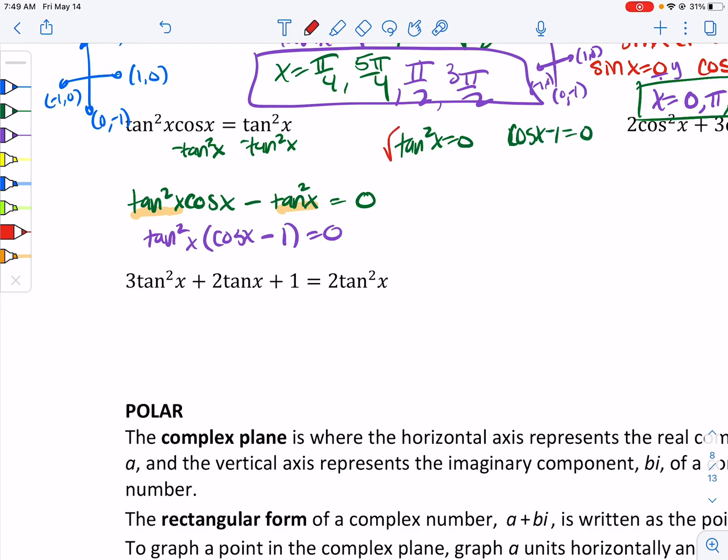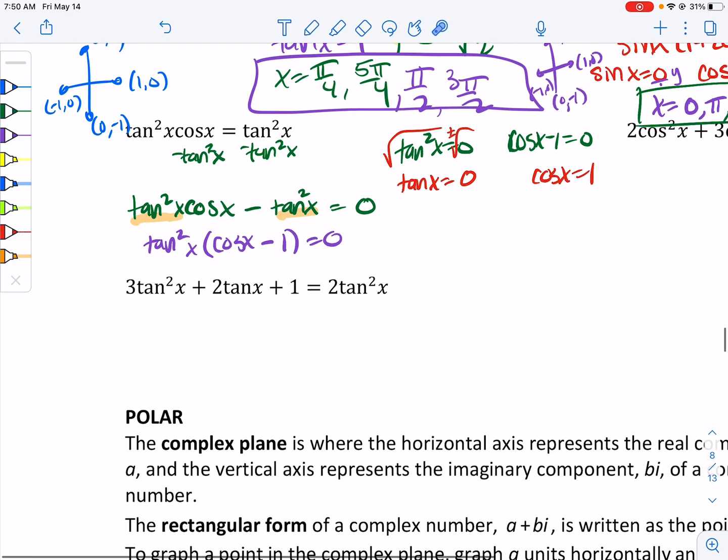Well, we don't want tangent squared, we want tangent, so I'm going to take the square root of both sides. So that gives me the tangent of x equals plus or minus the square root of 0, which is just 0. And 0 doesn't have a plus or minus, so it can really just be 0. Okay. Here we add the 1 to the other side, so our cosine equals 1.